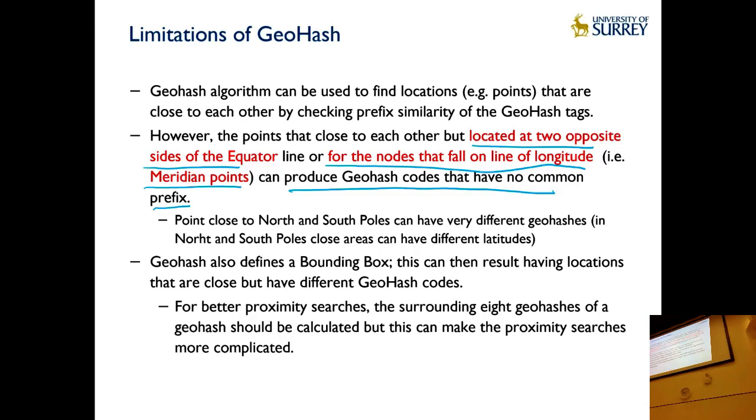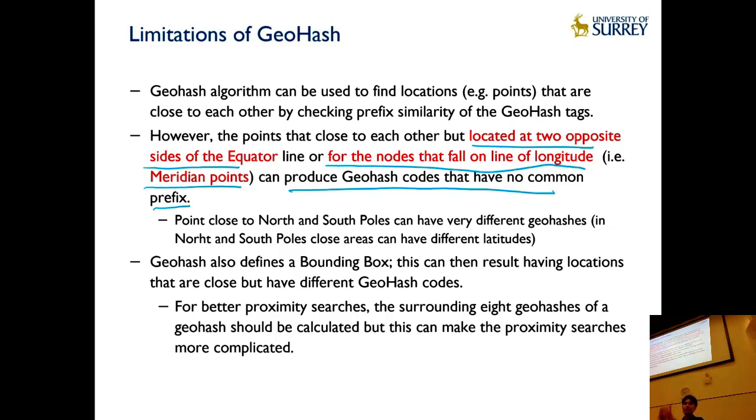And same for longitude. If this is the Greenwich line, you stand on one side of Greenwich, I stand on the other side. The second bit, which starts from the top, has already separated us. That means if you are looking at similarity from left to right, we will be very different. Those are the limitations of geohash.